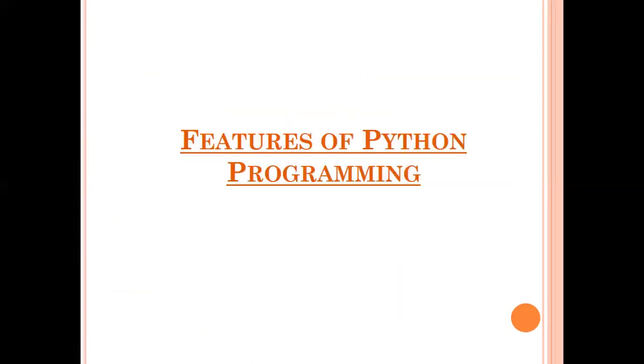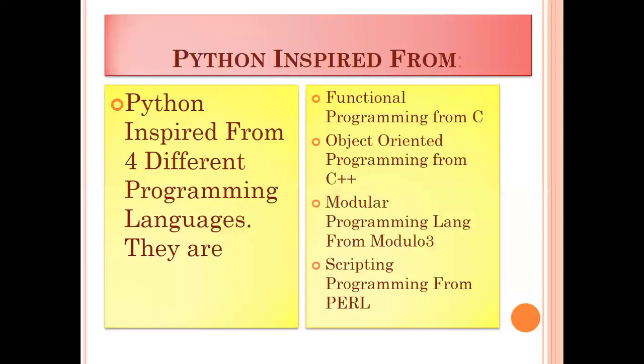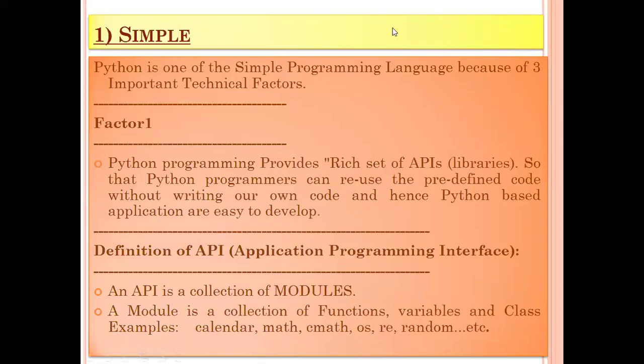Right. After that, we started discussing the features of Python. We have 11 features, from which we have discussed 5 features. First of all, we need to know that Python is inspired from four programming languages like C, C++, Modula-3, and Perl. Now let's start with the features again. When we are talking about the features, it is one of the simple programming languages because of 3 technical features. What were those? Its rich set of APIs.